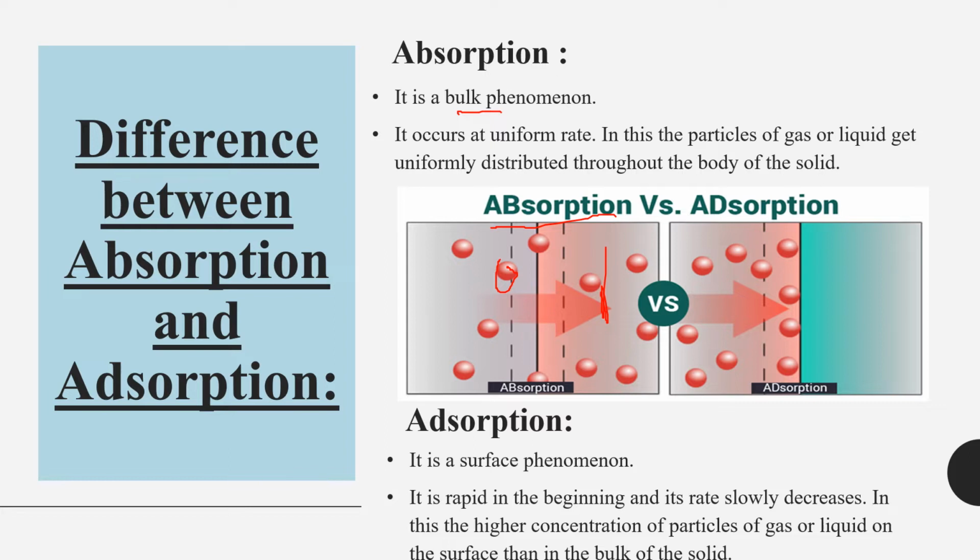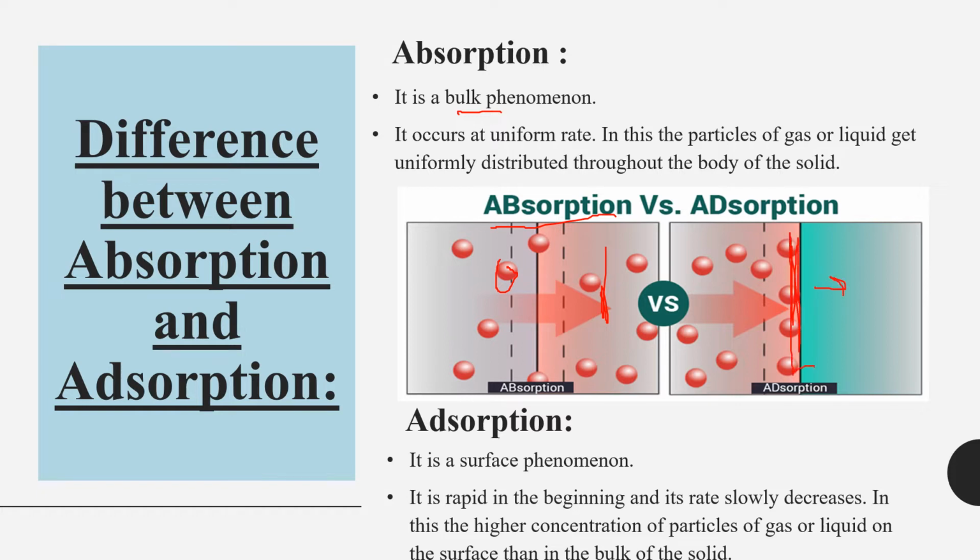The particles of that solid and that gas or liquid will be uniformly distributed over the body of the solid. Whereas adsorption is a surface phenomenon. It means the particles which are getting adsorbed on the solid surface will only adsorb on the surface part. They will not be uniformly distributed throughout the body. They will only adsorb on that surface part.